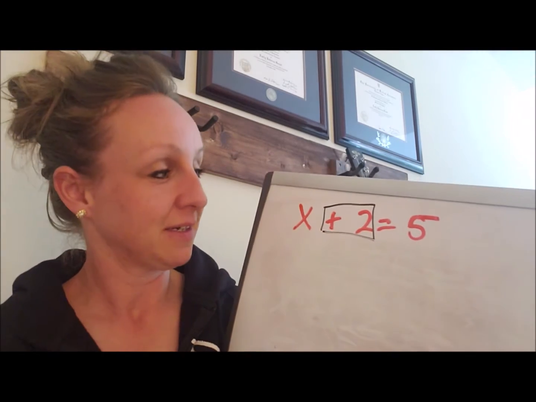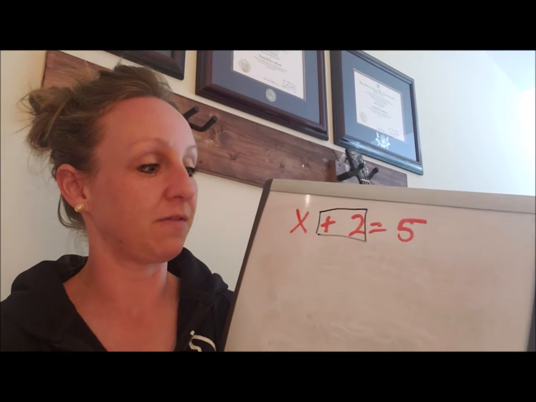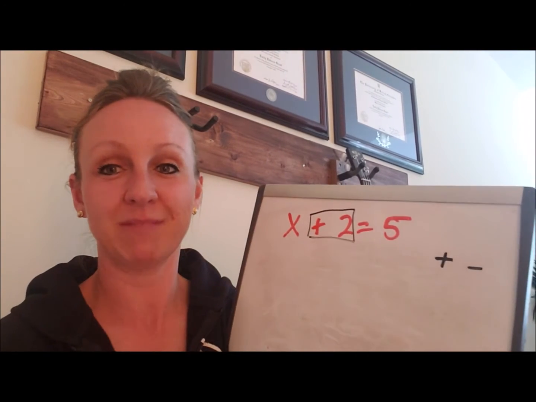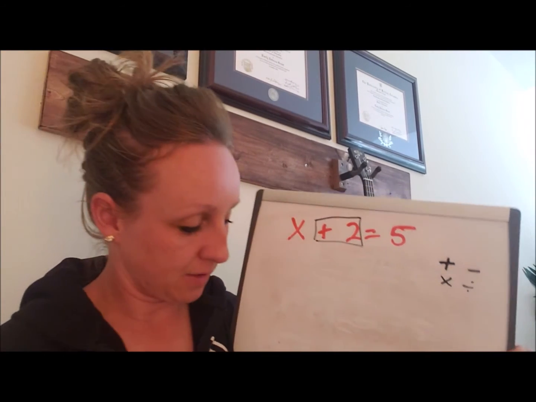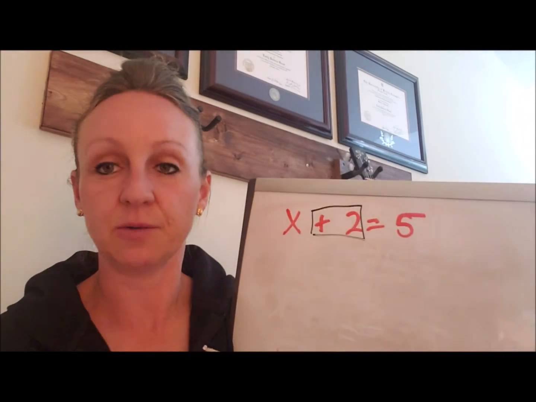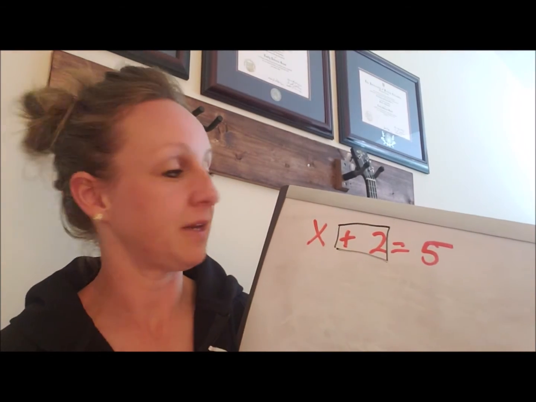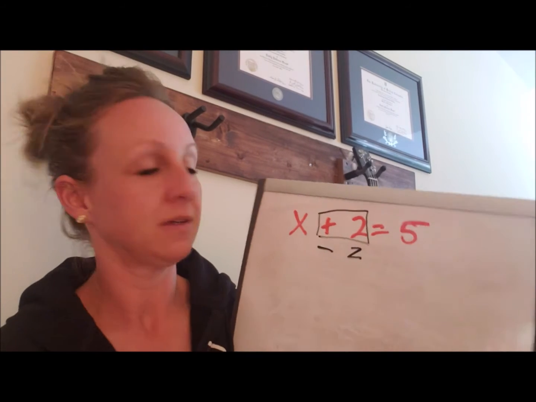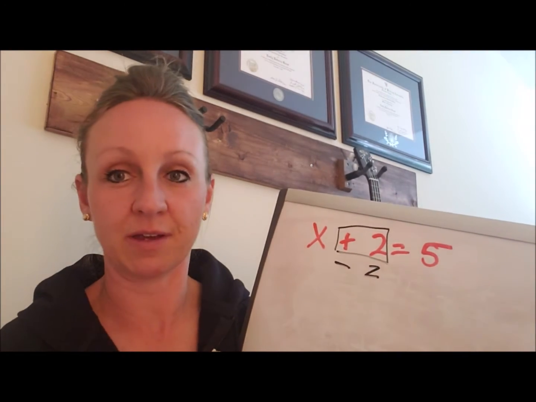So often in math, you're going to hear of things being kind of opposite, right? The opposite of addition is generally subtraction. The opposite of multiplication is generally division. And so we're going to use this concept to deal with this question. I have a positive 2 here, and I need to get rid of it. So I'm going to do the opposite. Instead of positive 2, I have negative 2. And on this side, I'm going to do the same thing.